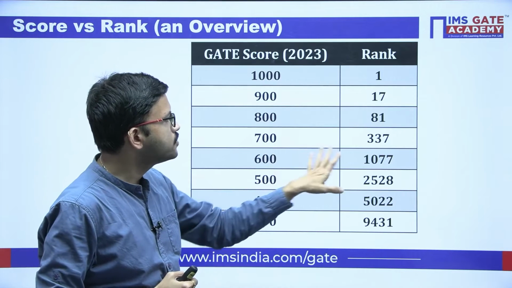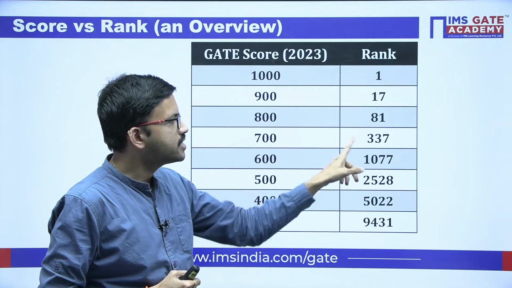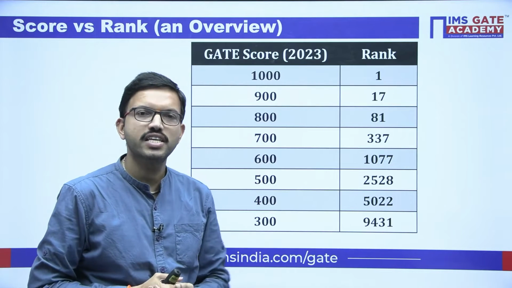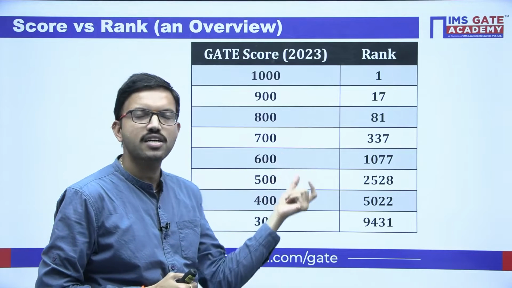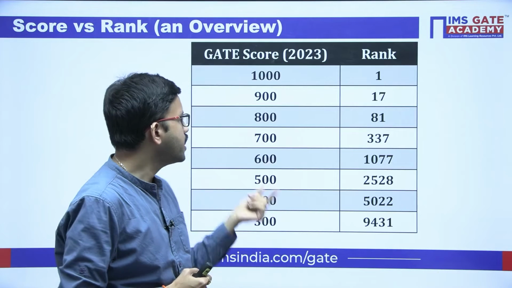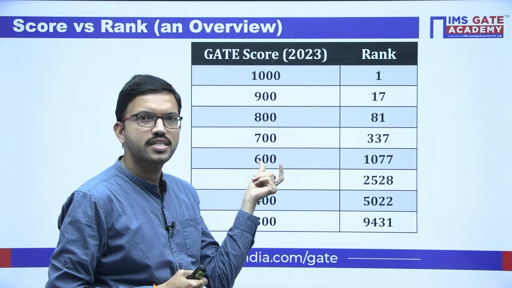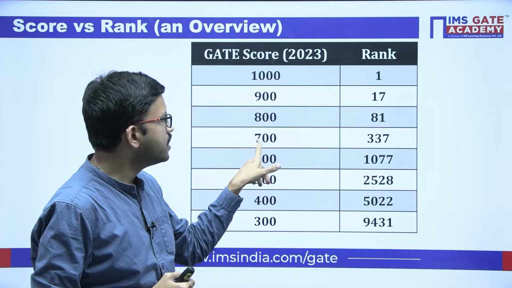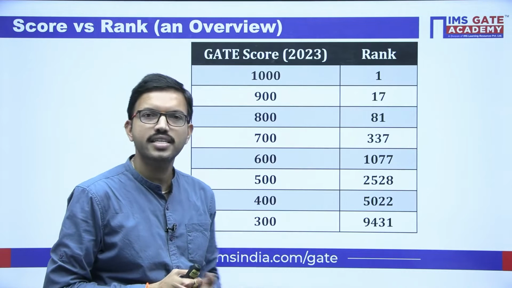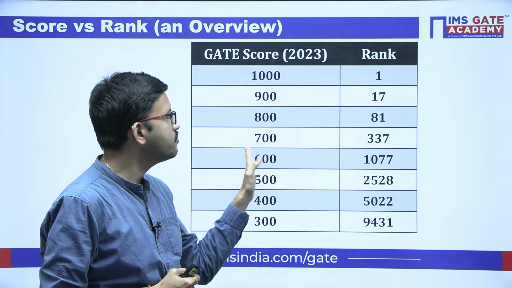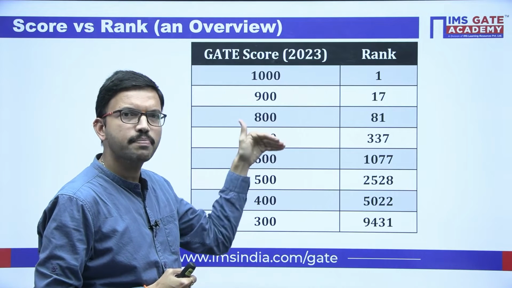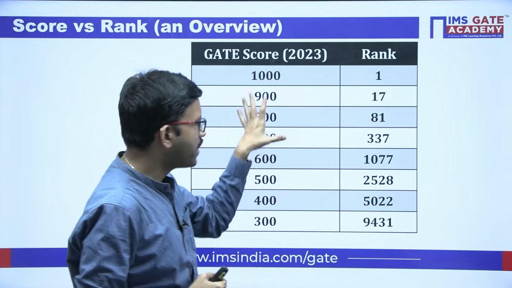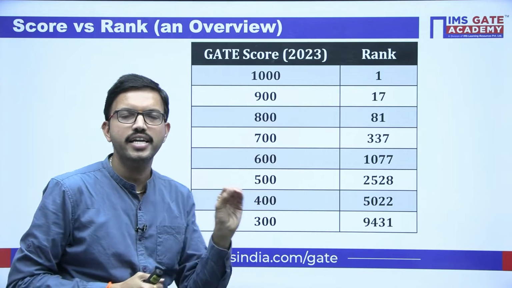Similarly, for a GATE score of 700 the rank was 337. For a GATE score of 600, the rank is 1077. That means if you want a rank under 1000, and you are getting a GATE score of 600, you have high chances. Since a GATE score of 700 gives rank 337, if you get a GATE score of 650 plus or 680 plus, you have high chances of getting a rank under 500. So this data gives you an idea.